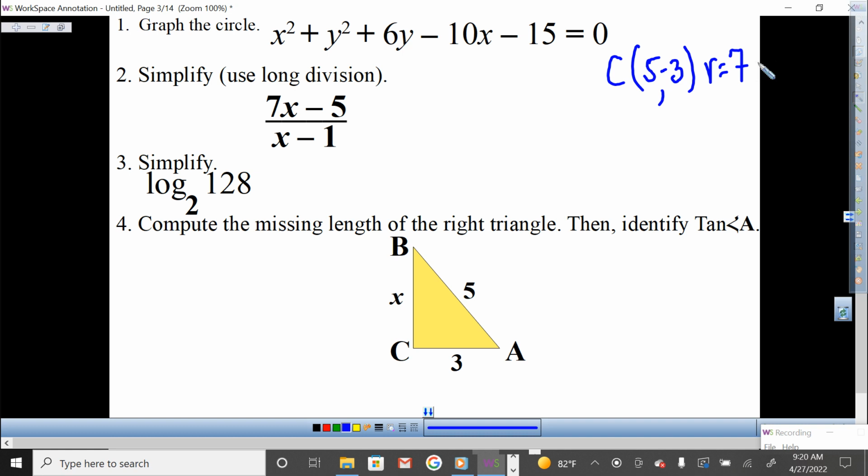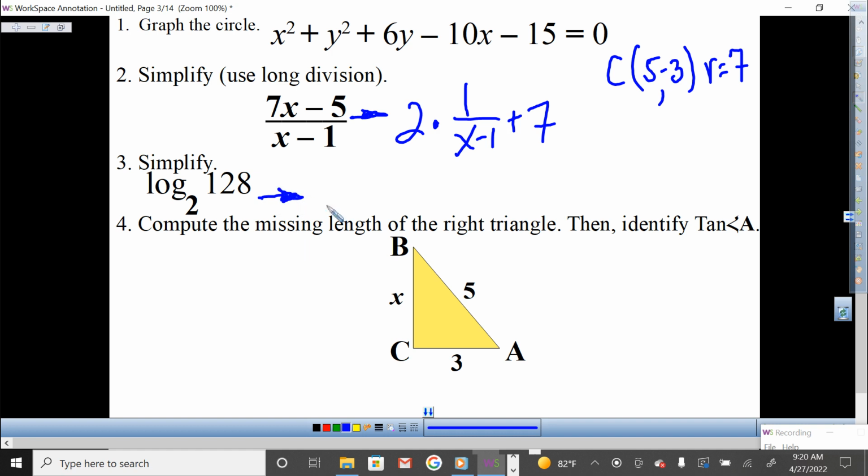Hands if you got that. That is correct. Number 2. I got 2 times 1 over x minus 1 plus 7. That is correct. Hands if you got that. Very good.